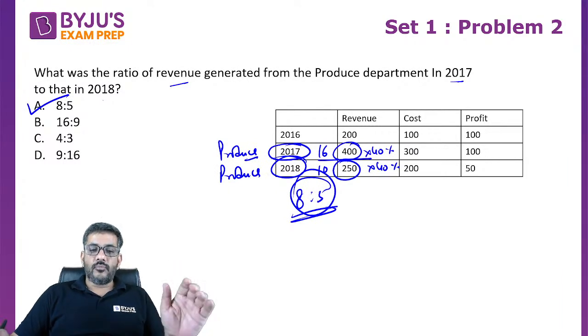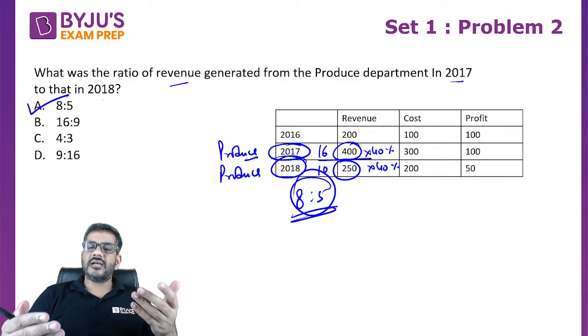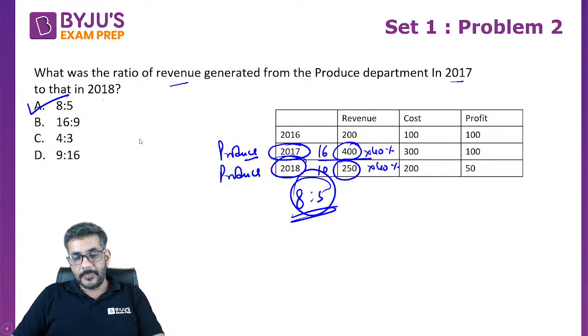I repeat, the point is that in both places produce was 40% of that. So while taking the ratio, 40% and 40% would cancel out. The ratio that comes from 400 and 250 will be the same ratio for the revenue as well. So the answer is 8:5 here. Next question.